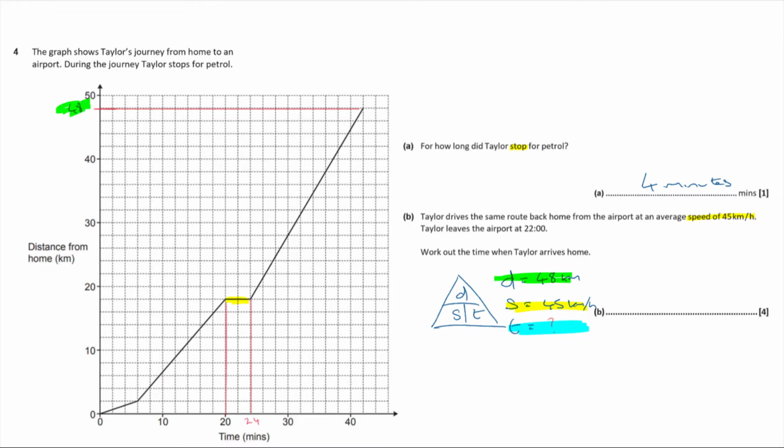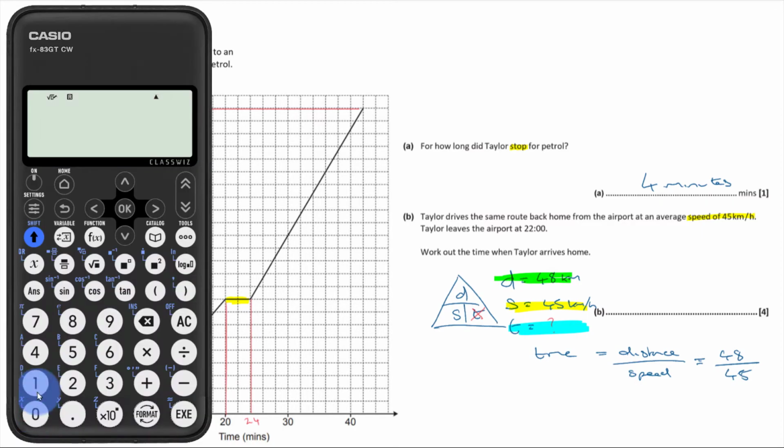Okay, so now I just need to cover up the thing in the triangle that I'm trying to find, which is T, and then write out the formula for that then. So the time is equal to the distance traveled, total distance traveled, divided by average speed. So in this case here, that's 48 kilometers divided by 45 kilometers per hour. What does that come out to be? So 48 divided by 45, that comes out to be a bit 1 and a bit, doesn't it?